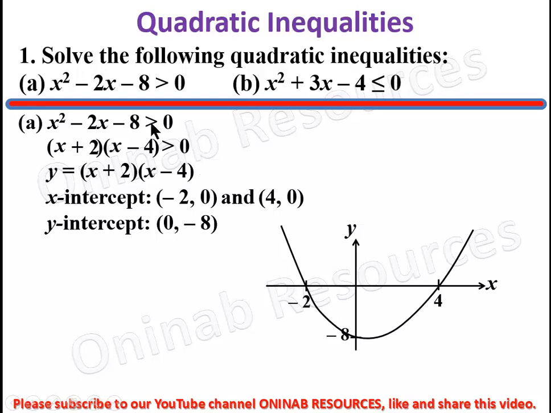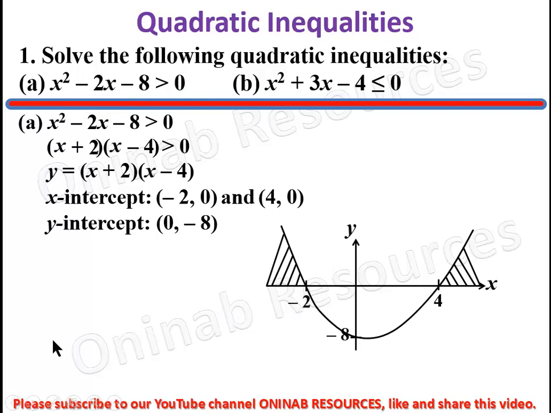And now we look at the inequality symbol. The inequality symbol is greater than 0. So that is the positive side of y. So since it is the positive side of y, it means we are going to shade the wings. Since the wings fall to the positive side of y, we shade the wing here. So these are the regions. This region and this region are the regions containing the solution of the quadratic inequality.